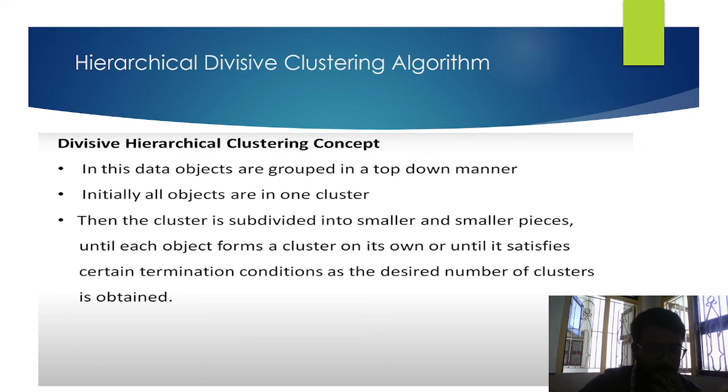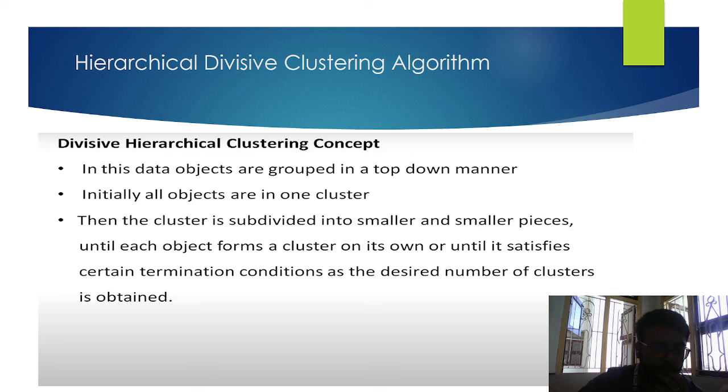Initially, at the starting stage, all objects are in one cluster. We are dividing the objects into different clusters. Then the cluster is subdivided into smaller and smaller pieces, until every object forms a cluster on its own, or until it satisfies certain termination conditions and the desired number of clusters is obtained.